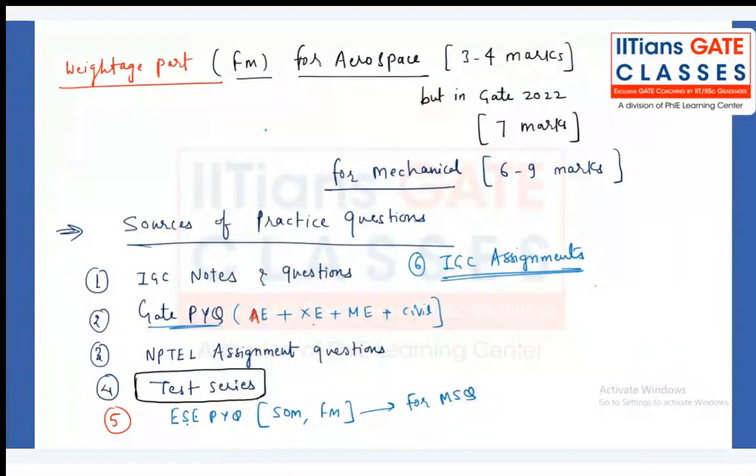Now, guys, the weightage for aerospace generally varies from 3 to 4 marks or 5 marks. But in GATE 2022, they asked for 7 marks. I'm talking about the aerospace paper. Regarding fluid mechanics, they asked a huge number of questions from the basics of fluid mechanics, that too of 7 marks. For mechanical, it varies from 6 to 9 marks.